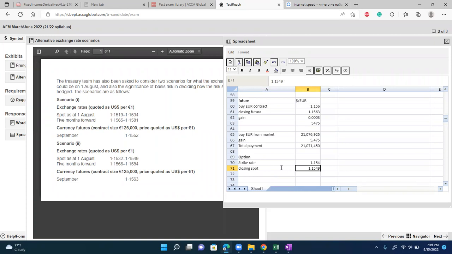Guys, will you exercise the option and buy the euro at 1.1540, or will you go to the market and buy at 1.1549? Will the option be exercised or not? The option will be exercised. If you exercise the option, then the above case will be true because you have already exercised the option.